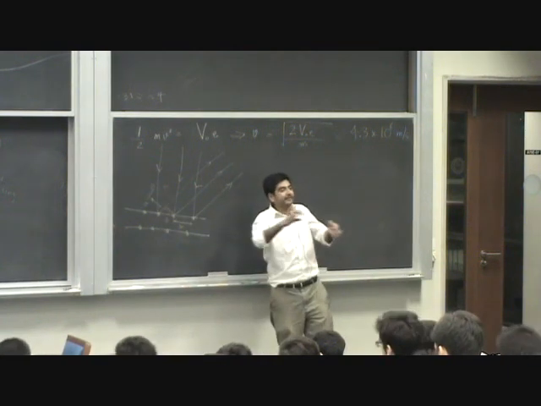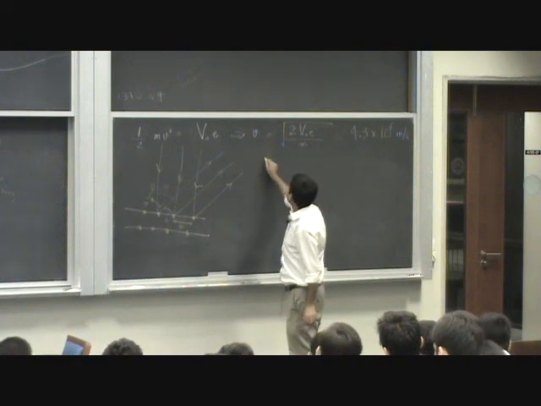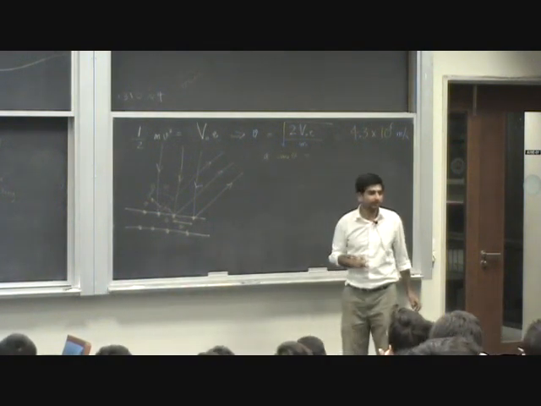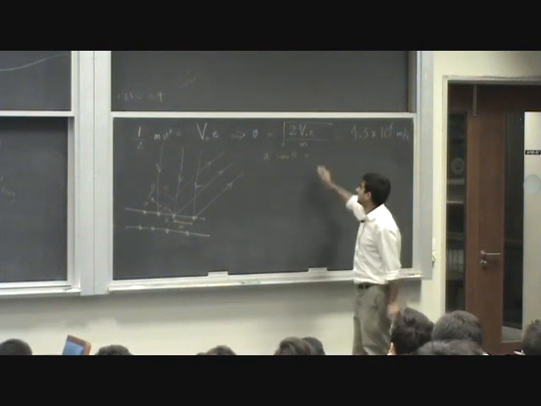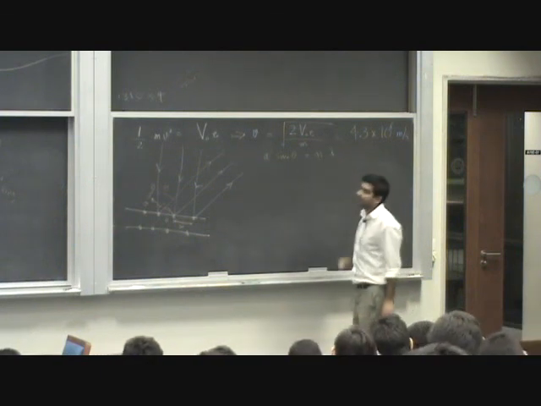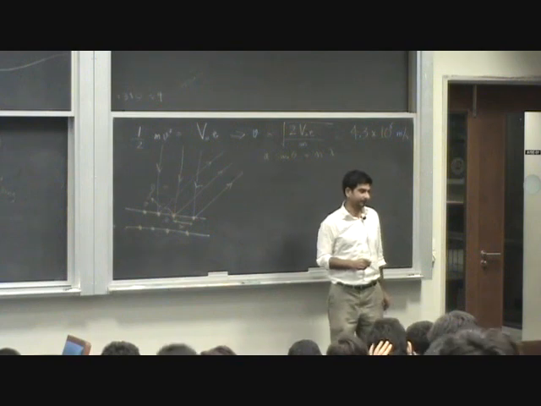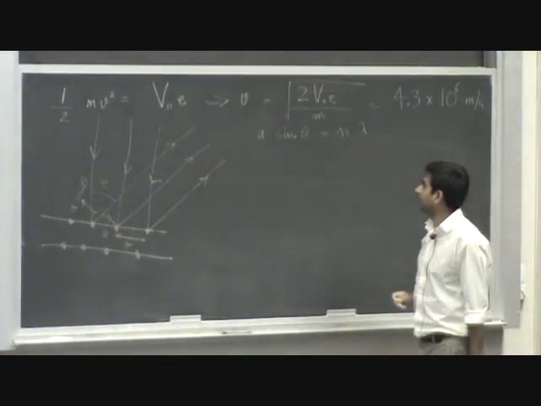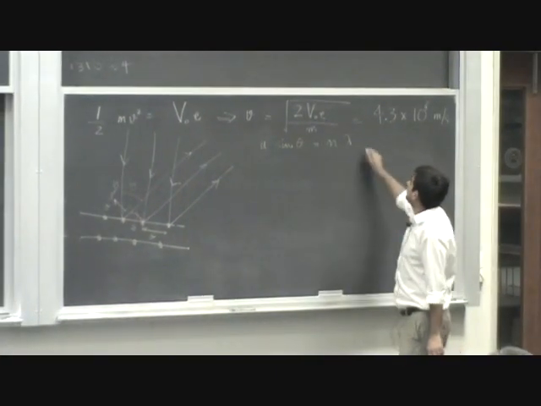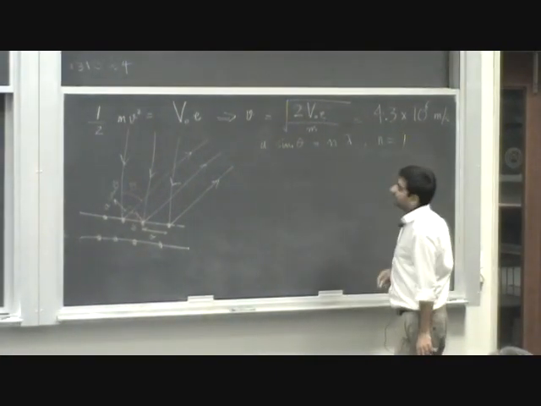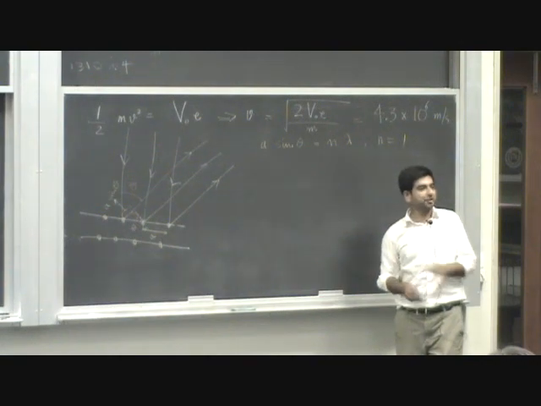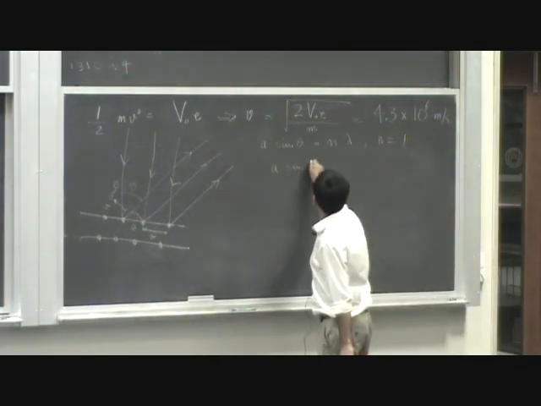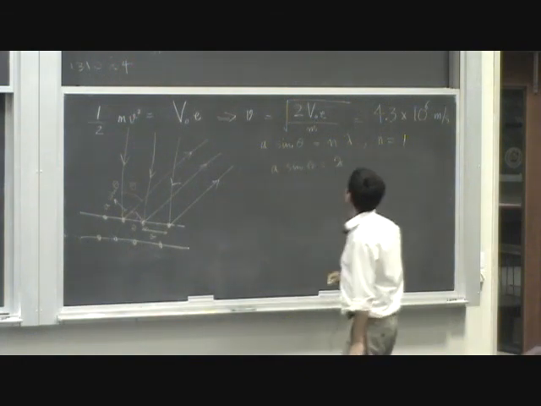And whenever this path difference, A sin theta, equals an integral number of wavelengths, n lambda, constructive interference will take place. Alright. So let's take n equals 1 for the first order of reflection maximum. So A sin theta equals lambda.